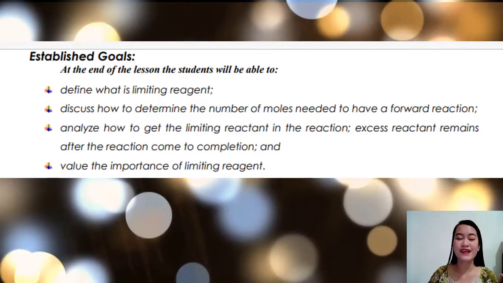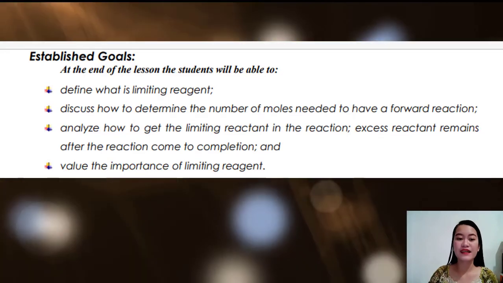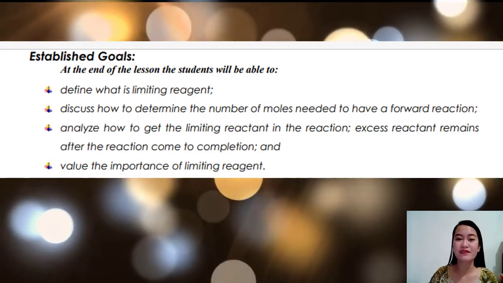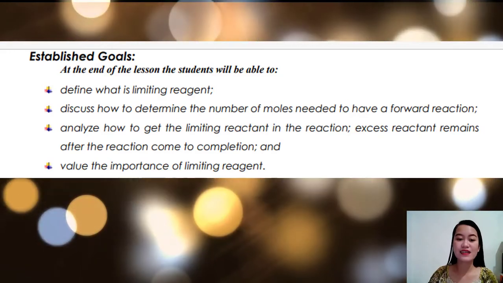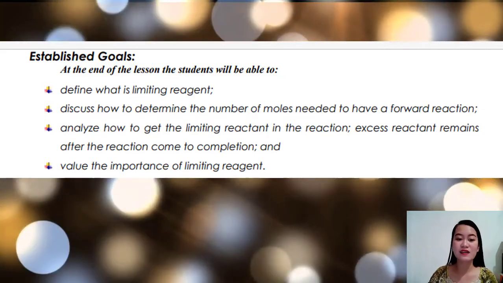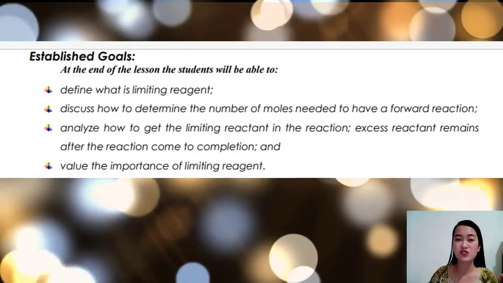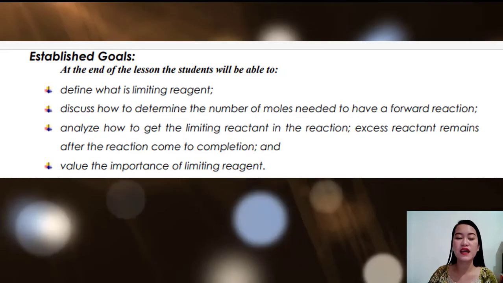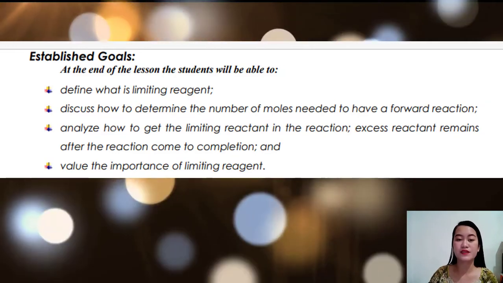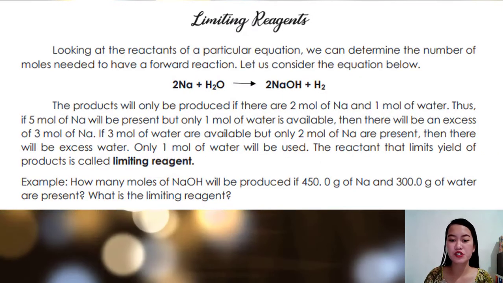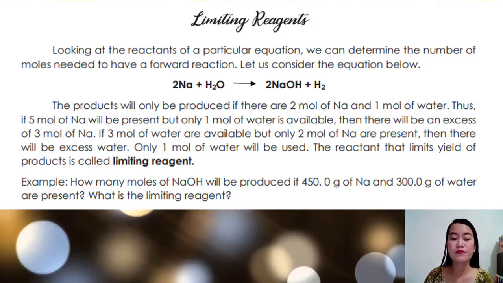Okay class, so what are our established goals? At the end of the lesson, the students will be able to, number one, define what is limiting reagent; discuss how to determine the number of moles needed to have a forward reaction; analyze how to get the limiting reactant in the reaction and the excess reactant that remains after the reaction comes to completion; and last, value the importance of limiting reagent.